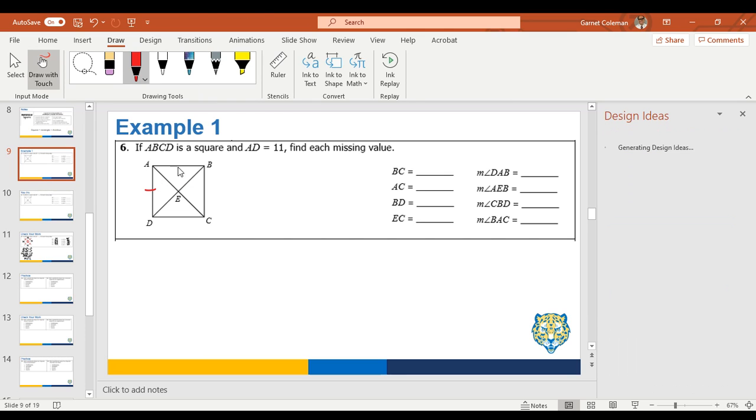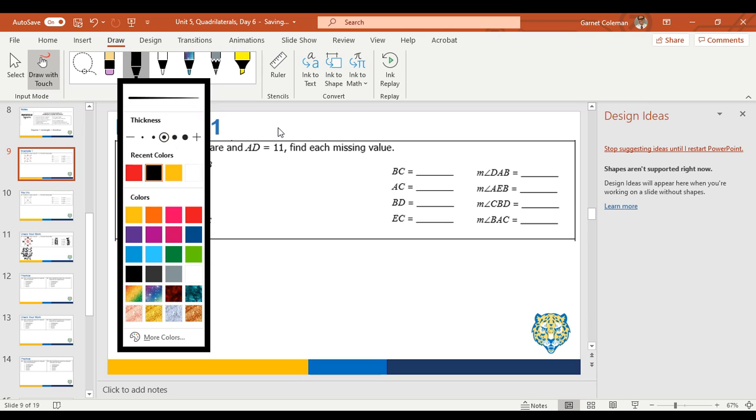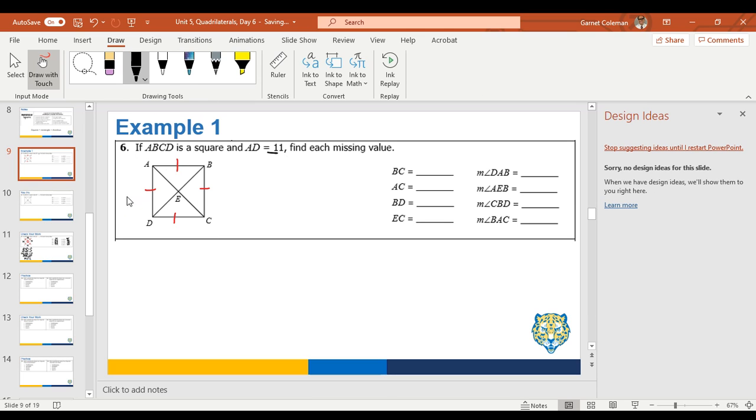In a square, all four sides are equal. Since a square is also a rhombus, and a rhombus has all four sides equal, a square is the same thing. So it tells me that AD is 11. So if AD is 11, then all of these over here are 11.